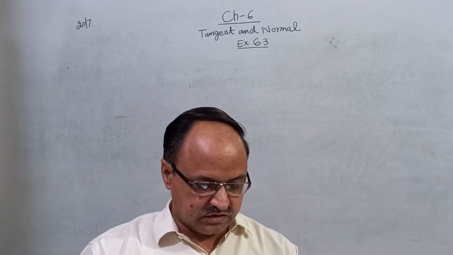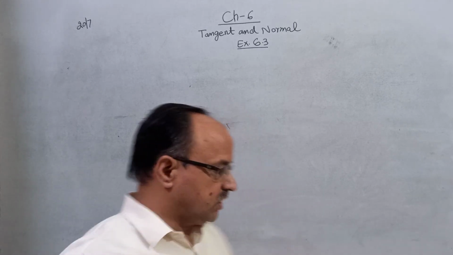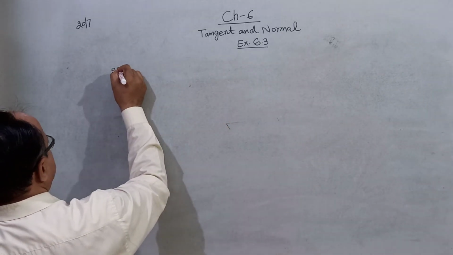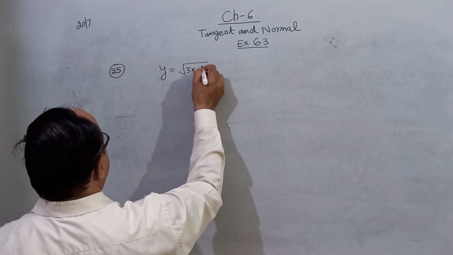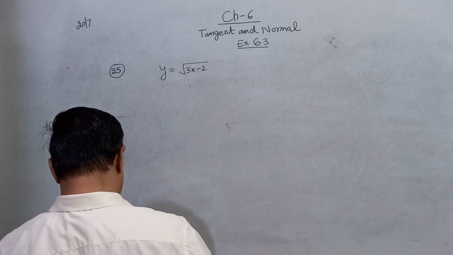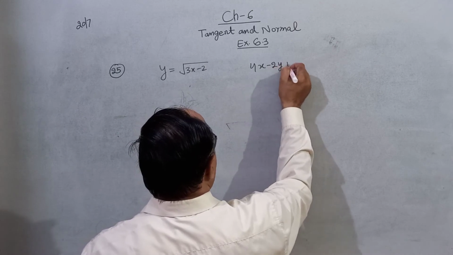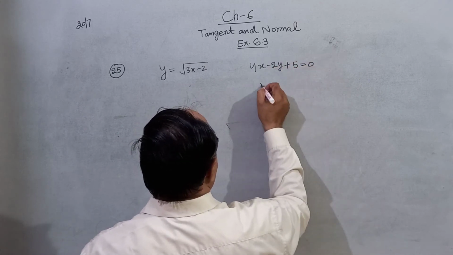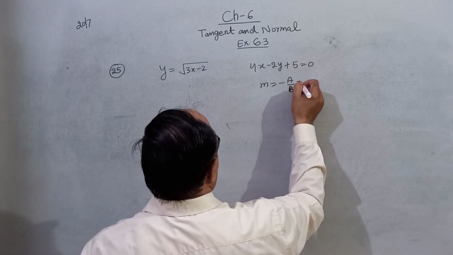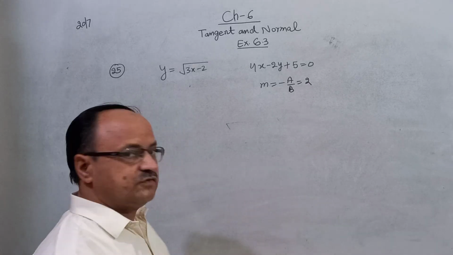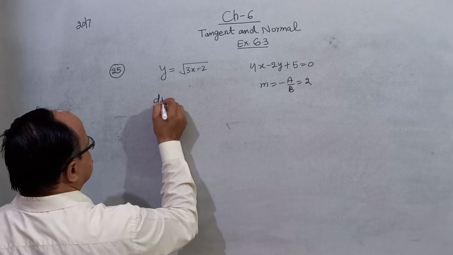Now we solve question number 25. Find the equation of the tangent to the curve y is equal to root 3x minus 2, and the tangent is parallel to the line 4x minus 2y plus 5 is equal to 0, and the slope of this line according to the formula minus a by b, that is 2. Find the equation of tangent to the curve. Very simple question. Find dy by dx.